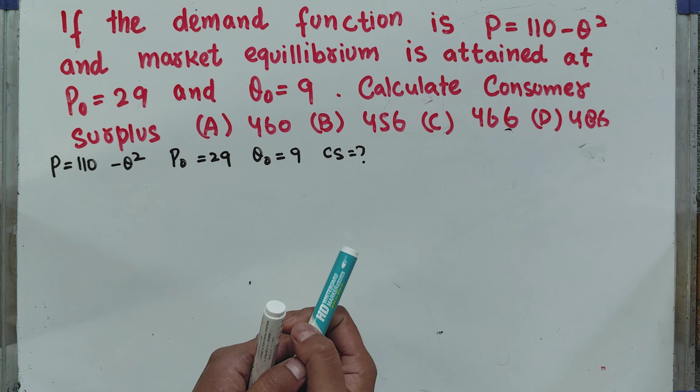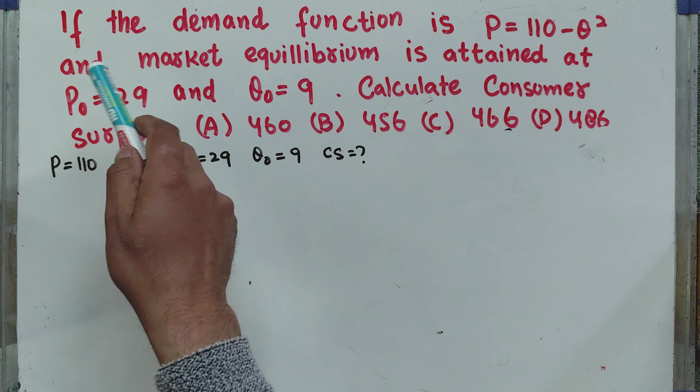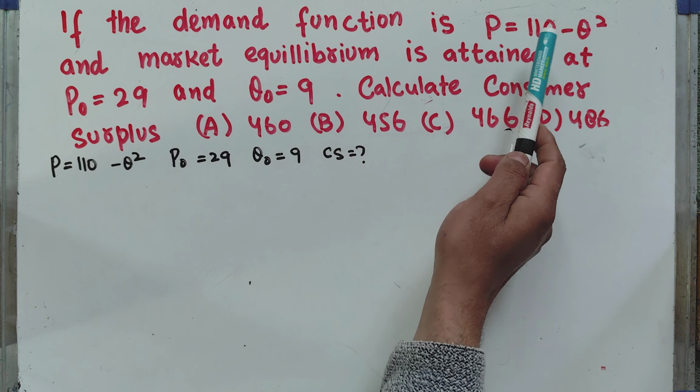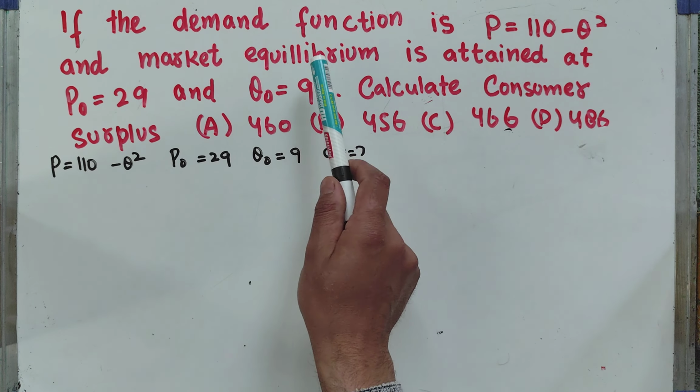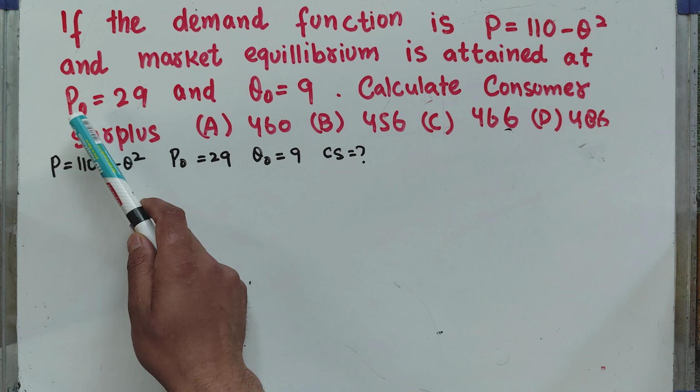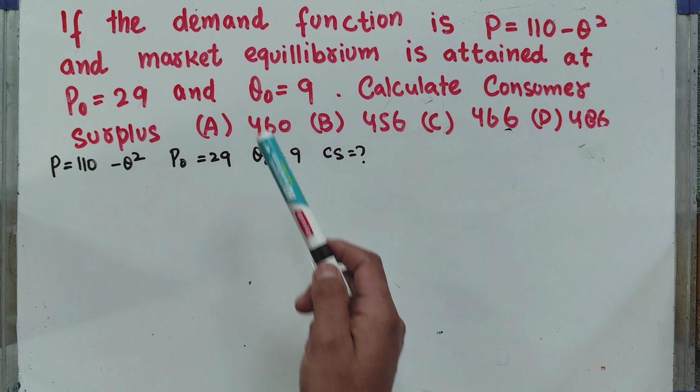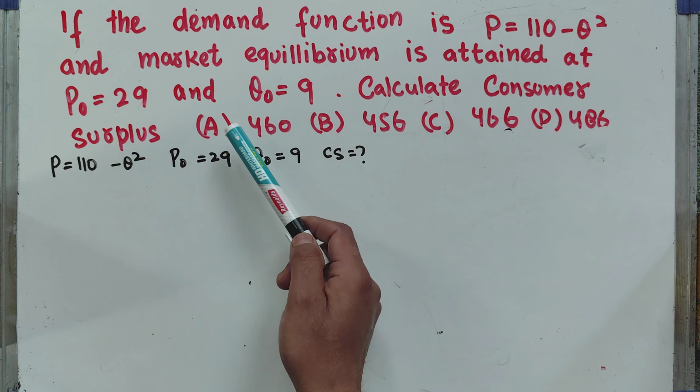The question is to find out the consumer surplus. We have a demand function which is P is equal to 110 minus Q square. P is the price, Q is the output, and market equilibrium is attained at point P naught is equal to 29 and Q naught is equal to 9. We need to calculate the consumer surplus.